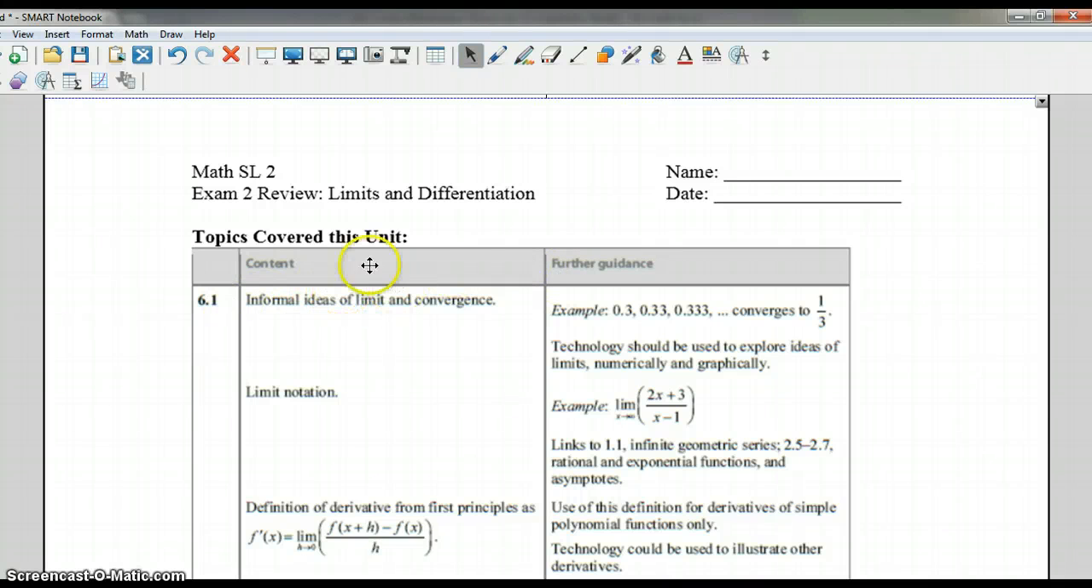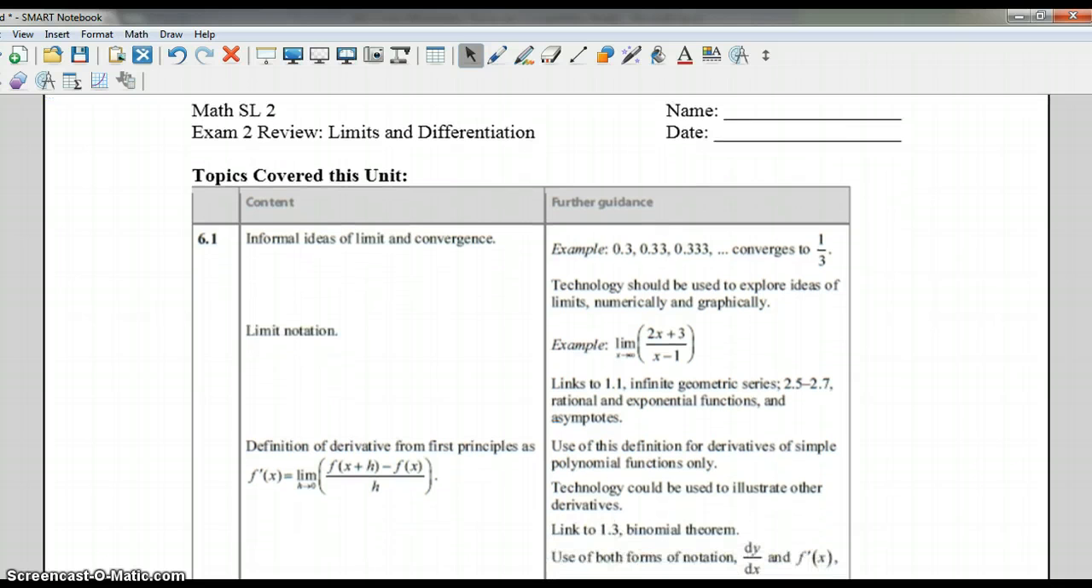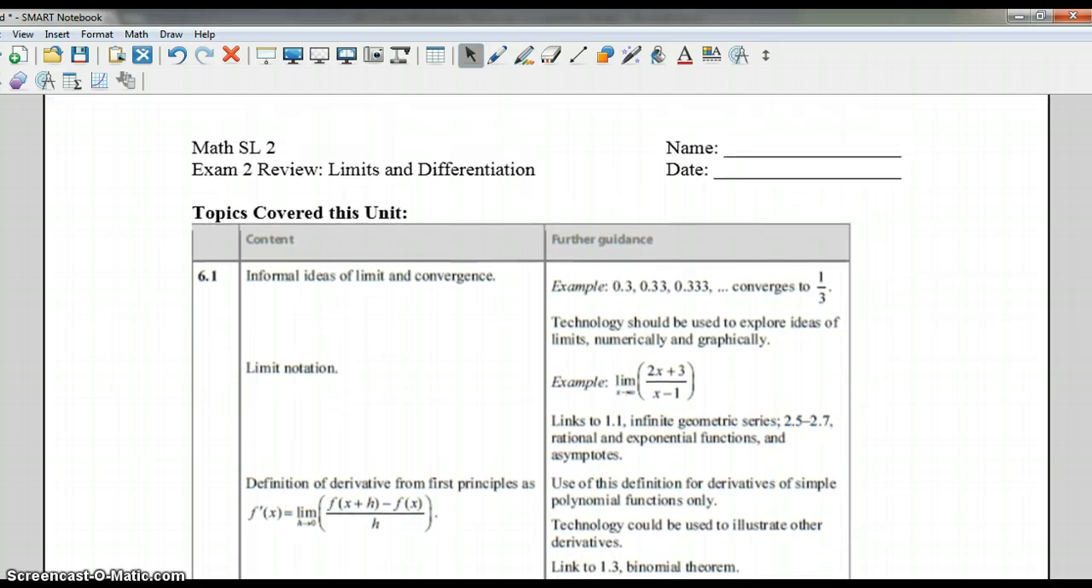Hello, IB. This is a review before you take your test next class. You have already seen your review packet, and I just want to walk through some of the questions.